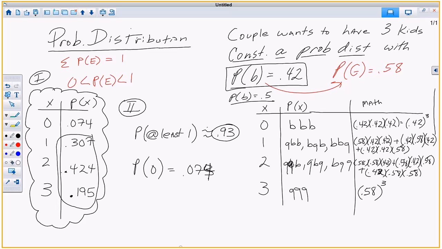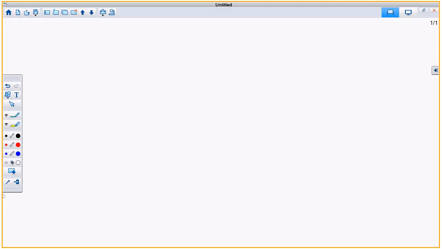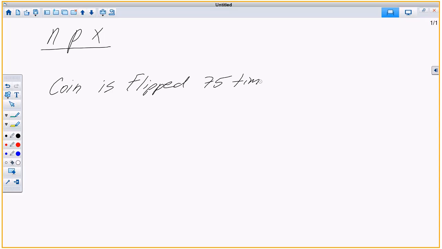All right? Now, the rest of Chapter 6 is based on n, p, x. What the heck is he talking about? Well, the rest of Chapter 6, which will probably be 6.2, is going to be n, p, x. Everything is based on n, p, x. The type of question they may give you is a coin is flipped 75 times. The probability of tails comes out to be 0.52. What is the probability of tails if you flip another 25 times?